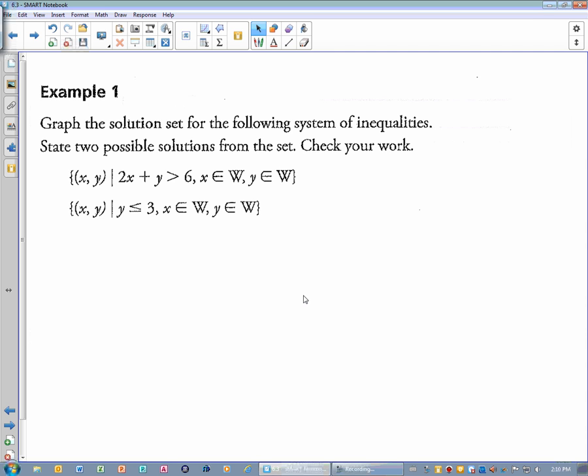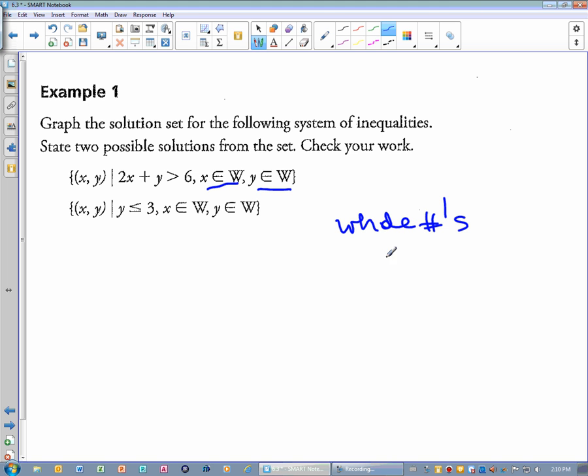The first example says graph the solution set for the following system of inequalities and then state two possible solutions from the set, and then of course it says check your work. All right, so my first inequality is 2x plus y is greater than 6, and then it says x and y are whole numbers. So remember what that means. Whole numbers start at 0, go to 1, 2, 3, on and on. So no decimals, no fractions, no negatives. My second inequality is y is less than or equal to 3, and again, x and y are whole numbers. So keep that in mind.